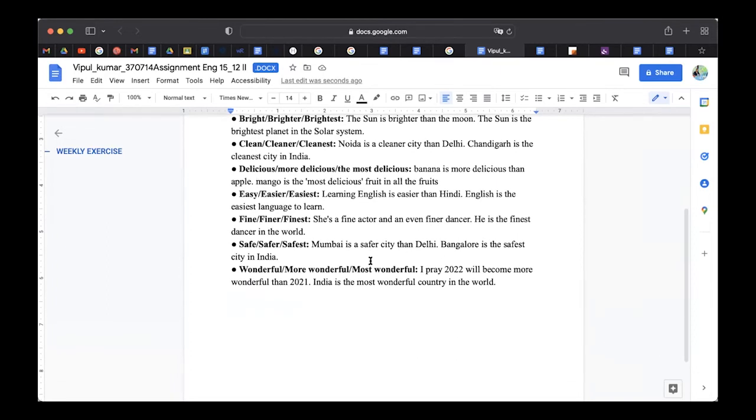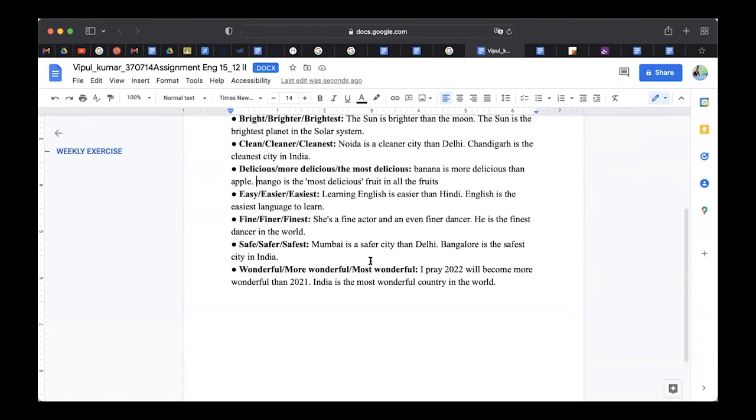Moving forward, learning English is easier than Hindi. English is the easiest language to learn. She's a fine actor and an even finer dancer. Even better, even finer, no. Even better you can say, but even finer, no. She's a fine actor and a finer dancer. Or actually, you know, use much more here. And a much more fine dancer. He's the finest, because again, look at count, non-count. Can you degree or not a degree, right?